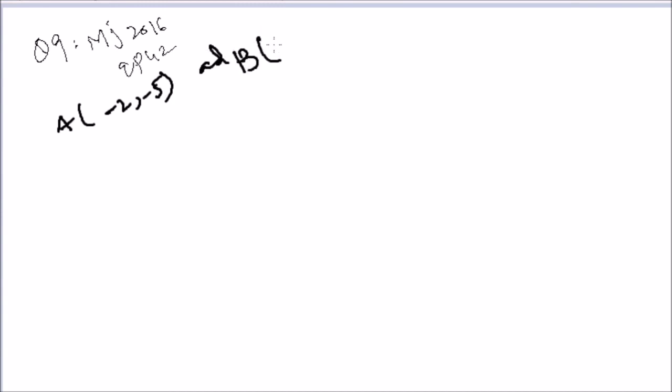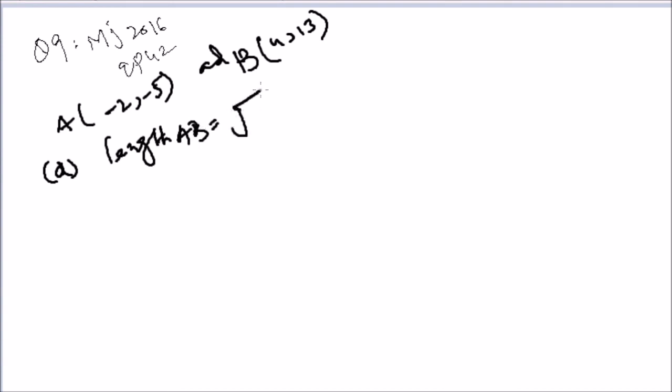which is 4 and 13. A line joins these 2 points. Calculate the length AB. This is part 1 or part A. So the length AB. The length formula is, as we know, the square root of x2 minus x1 whole square plus y2 minus y1 whole square. That's the length formula.